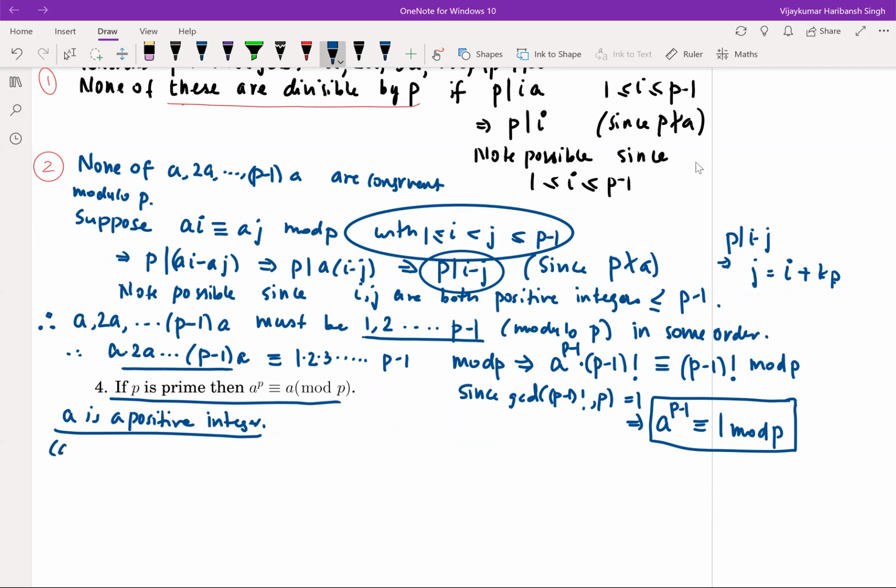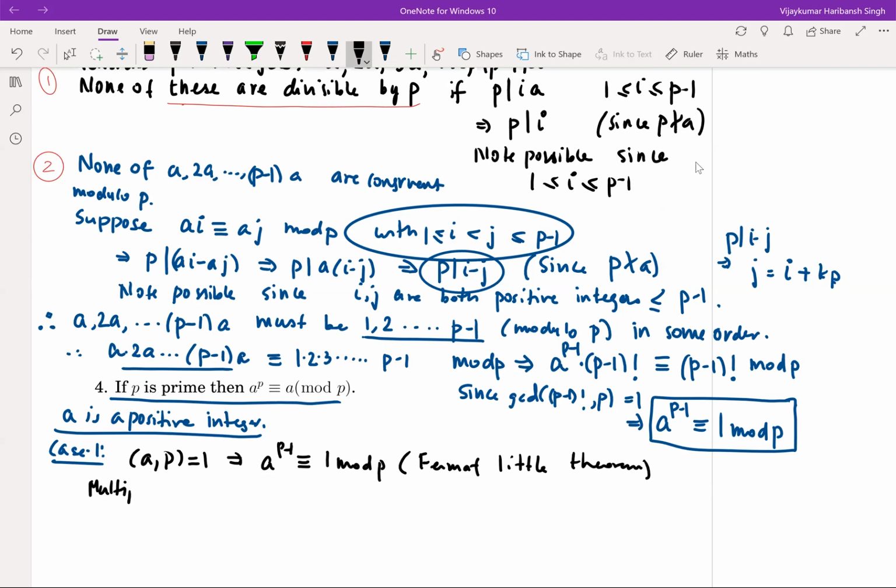So case one: if a and p are co-prime, that means p does not divide a. This implies a to the power p minus 1 is congruent to 1 mod p. Fermat's little theorem. And then multiply both sides by a. This does the job. So you get a to the power p is congruent to a mod p.